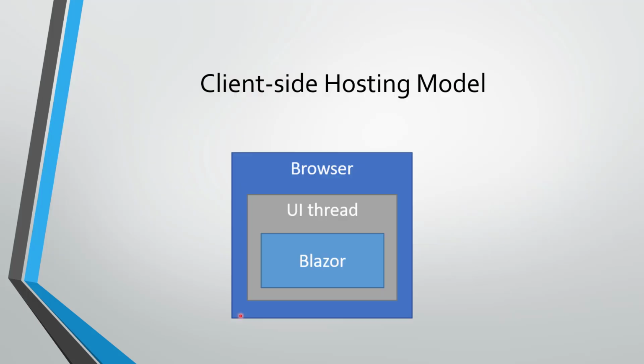The client-side hosting model is the simplest to reason about. Basically, you've got the browser, you've got the UI thread, and we've got Blazor running inside of here, WebAssembly, and that's all there is to it. It runs just like JavaScript. You could cross this out and put JavaScript, and that's the way JavaScript runs. So it's pretty simple to reason about.